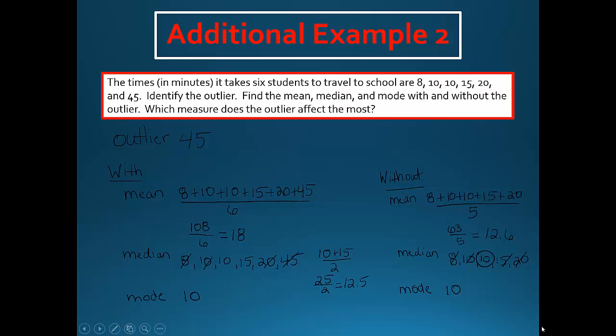Now we can compare our data to see which one is affected the most by the outlier. The mean with the outlier was 18, and without it was 12 and 6/10. The median with the outlier was 12 and 5/10, and without the outlier was 10, and both times the mode was 10. So you can see that the mean is the one that is affected the most by the outlier.